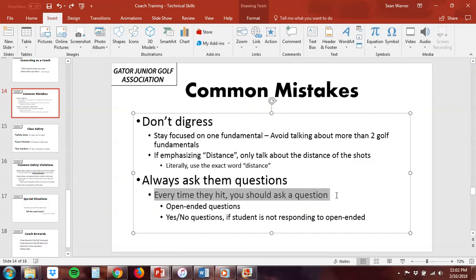the kid's gonna be really excited when they hit a good shot, and that's a perfect learning opportunity, because their emotions are aroused and they're going to be very likely to listen to what you have to say. And if you follow up with a question right after they hit a good shot, they're going to remember it, okay? All right, so that's that.